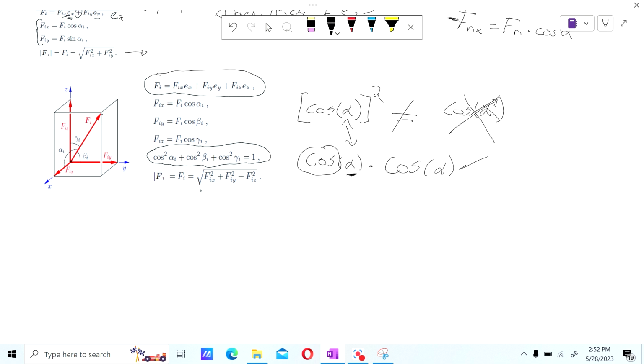And the magnitude, we already know for 3 dimensions, is just the square root of each component squared.